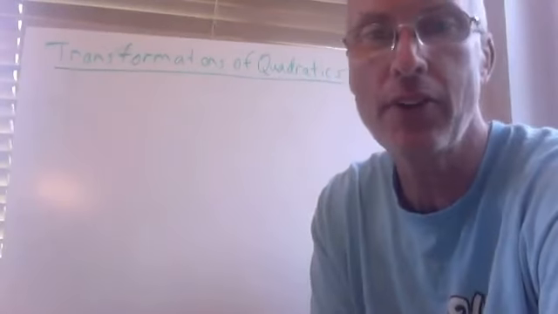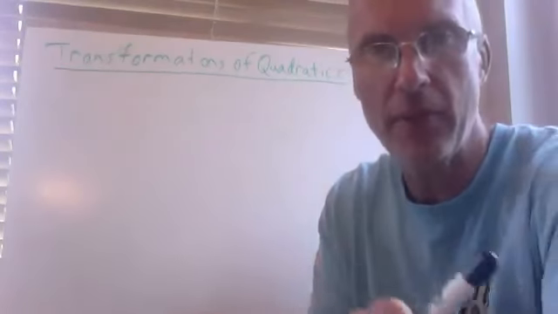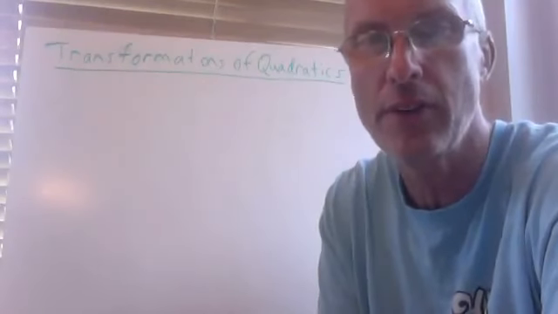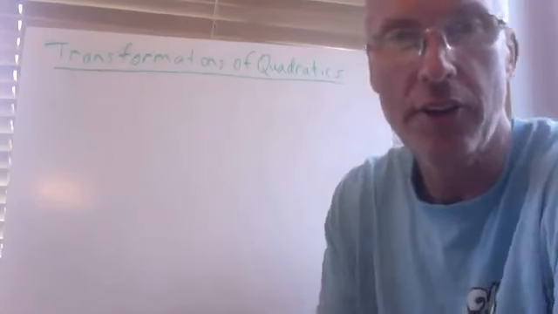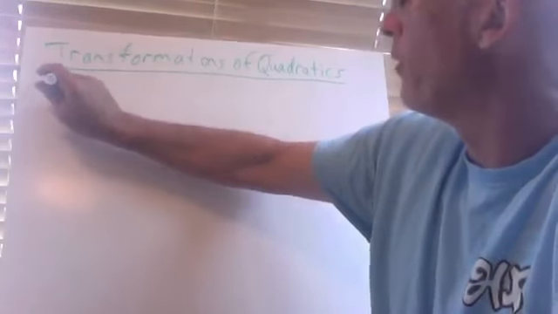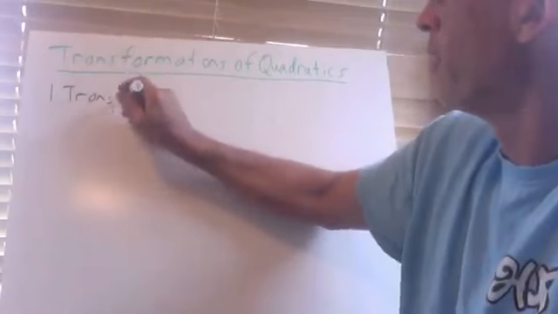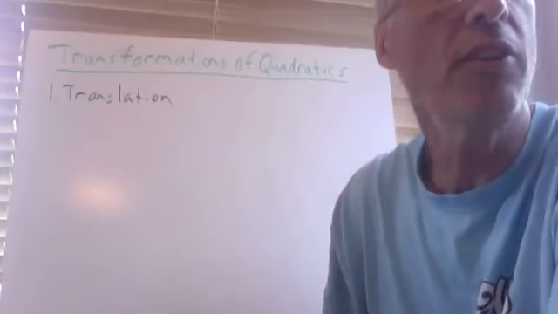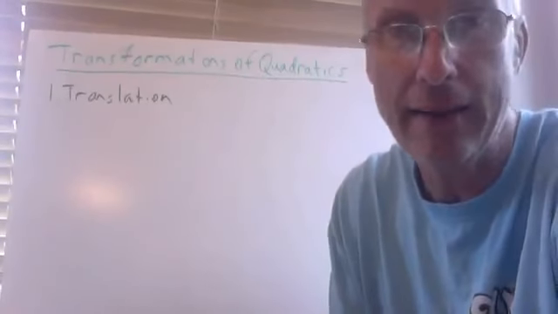Transformations of quadratic functions. Transformations just means that you change the shape of them. They're still going to be parabolas. All quadratic equations give you parabolas, but the parabolas are going to look a little different. Our first type of transformation is called a translation. And a translation means that we're moving it up or down or side to side.